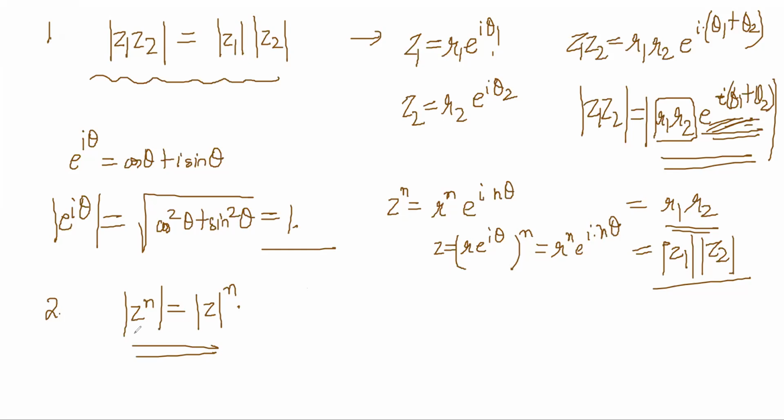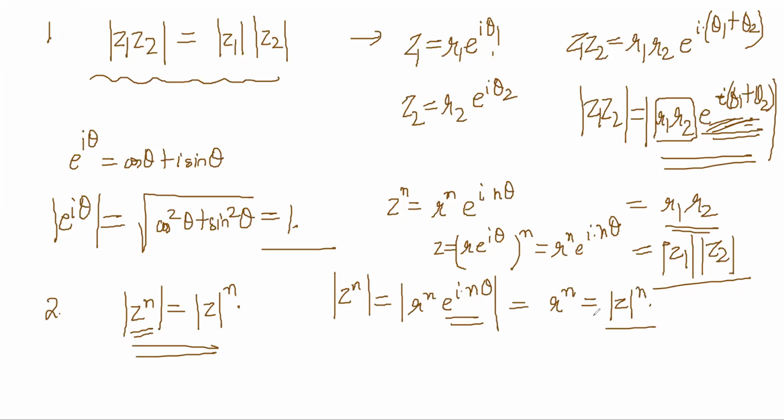So now notice that mod of z power n will be equal to mod of r power n e power i n theta, and e power i any angle has mod 1, so this is just equal to r power n, which is just equal to mod z power n, right? So this is also an important property. Then obviously some other basic properties are like this. Division is just another form of multiplication, so this is also true.